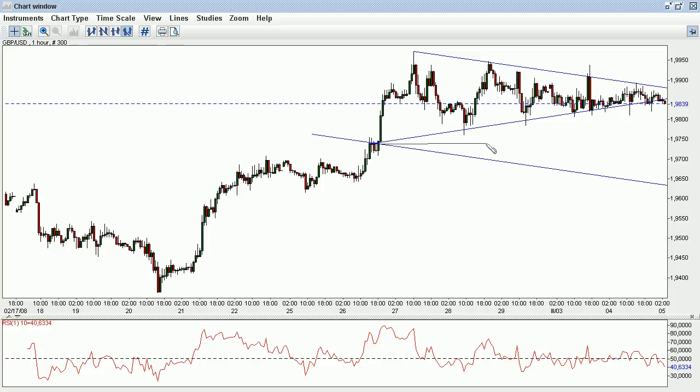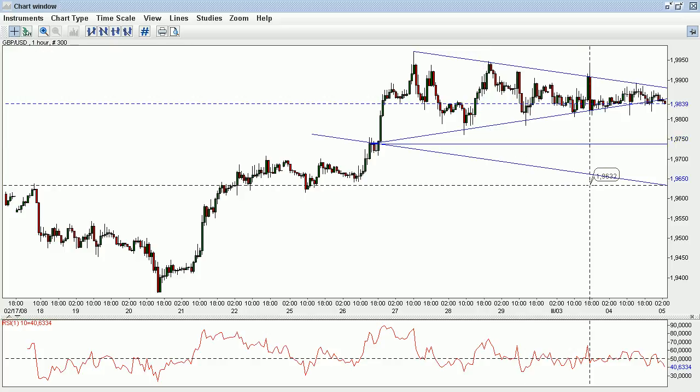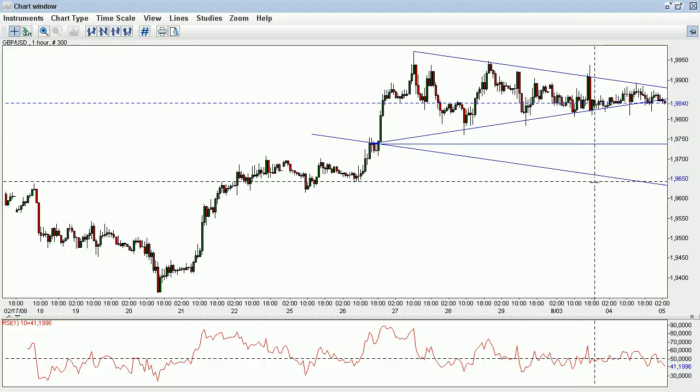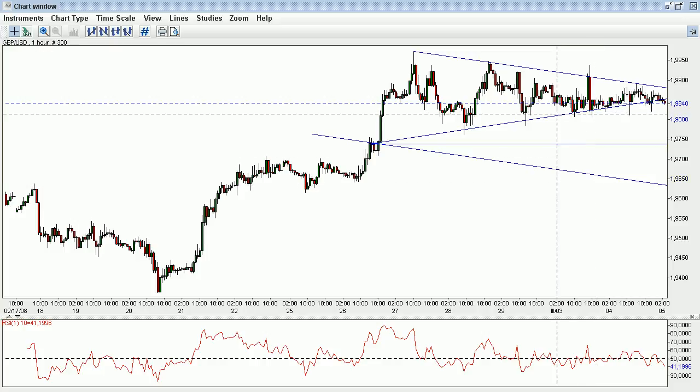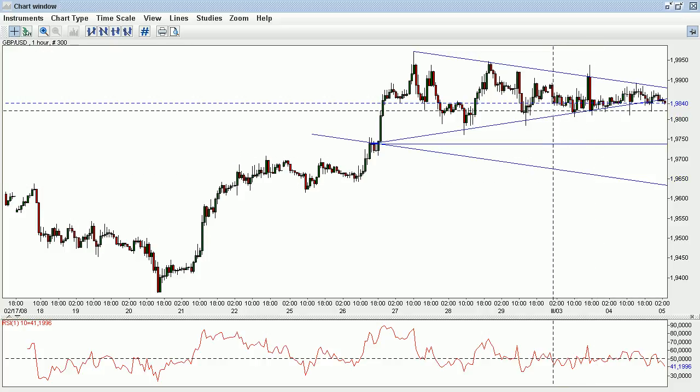The potential primary target is going to be this support level on the level of 1.9736. So you have a chance of making 100 pips, or the lower boundary is going to be another 100 pips below this level and is going to be on the level of 1.9632. So if you're willing, you can open a sell position selling the British pound against the US dollar on the current market level.